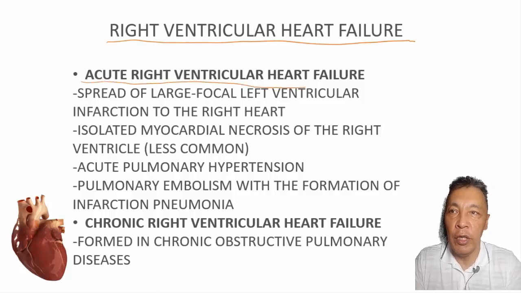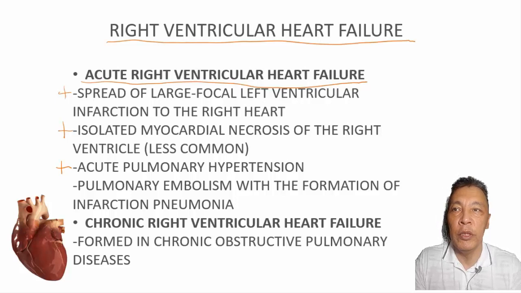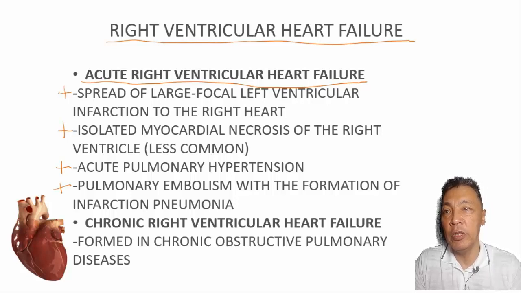Acute right ventricular heart failure occurs with spread of a large focal left ventricular infarction to the right heart, isolated myocardial necrosis of the right ventricle, and less commonly acute pulmonary hypertension, pulmonary embolism with the formation of infarction, and pneumonia. Chronic right ventricular heart failure is formed in chronic obstructive pulmonary disease, bronchiolitis, bronchial asthma, pneumosclerosis, and pulmonary emphysema.